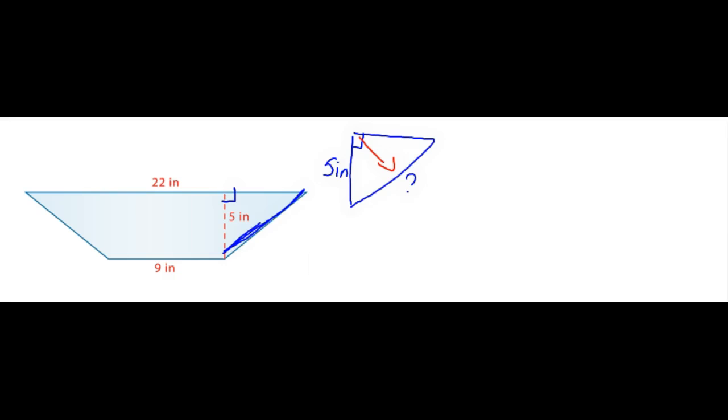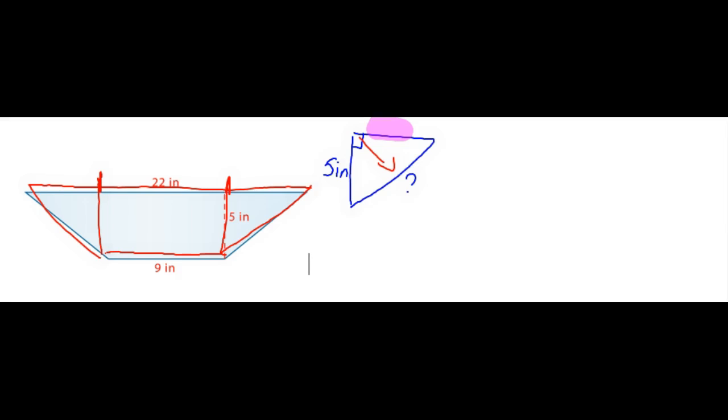But I also need to know another side. I can't have 2 sides that I don't know, and so I need to somehow figure out what the length of this side is. So let's look at the original diagram. So I know that the entire length on top is 22 inches. And I know that the entire length on the bottom is 9 inches. And so I know also that this little triangle right here is the same size as this little triangle right here.